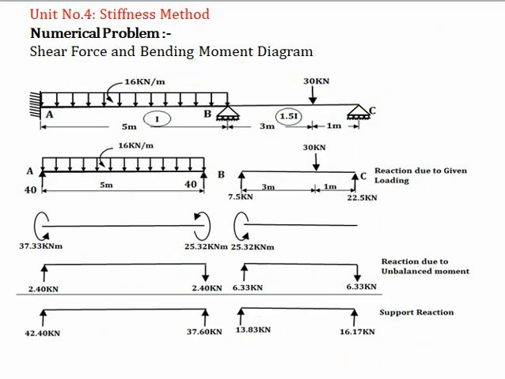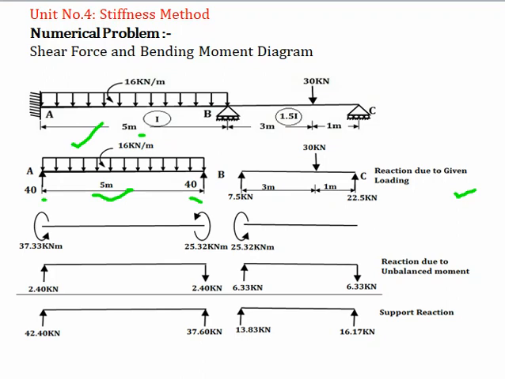Now first let's find out the shear force. Now this is our loading diagram. Let's first consider reaction due to the given loading. So there is a UDL of 16 kilonewton per meter over the span AB of 5 meter. So 16 into 5 divided by 2, we will get 40 kilonewton force at each support. Now find out reaction at B and C. So take moment about B.